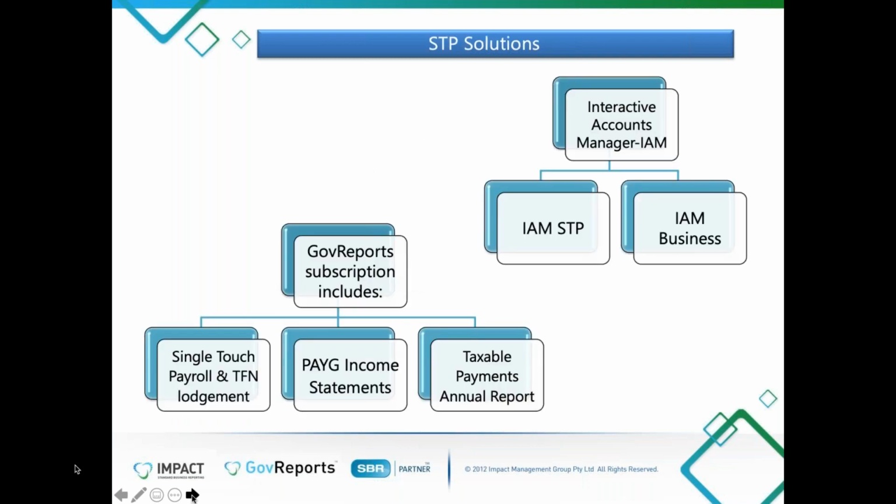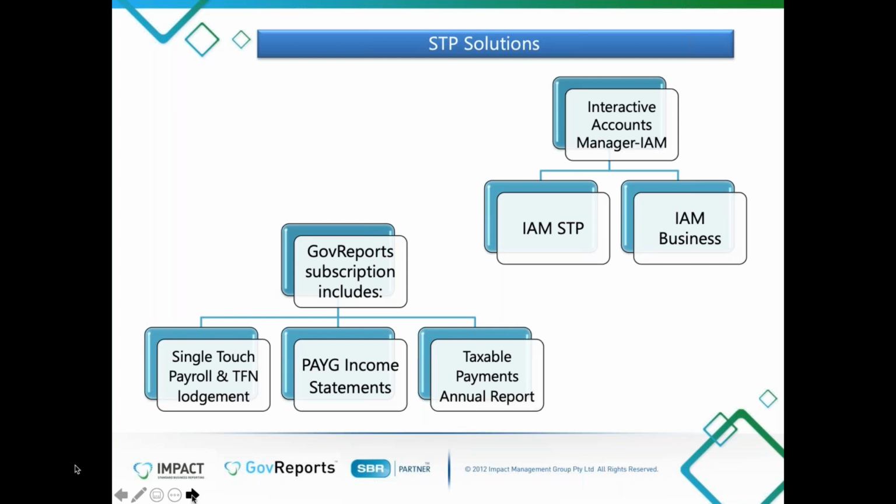With GovReports, you have your normal subscription, which I'm guessing a lot of you have, where you do your lodgements, your BAS lodgements, your IAS, your tax returns, that sort of thing. One of the additions is single touch payroll lodgement, and of course it is in STP2, where you can do payment and income statements, taxable annual payments, the TPAR, and voluntary withholdings that your clients might need.